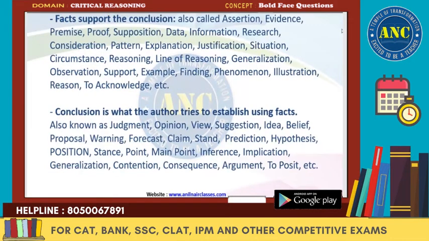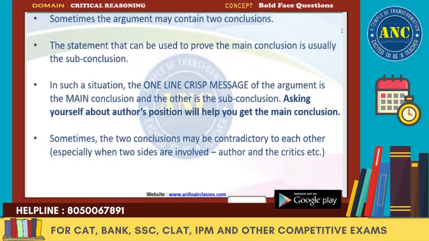So what are the words used? Facts that support the conclusion are also called assertion, evidence, premise, proof, supposition, data, information, research, etc. Now, conclusion is what the author tries to establish using those facts, also known as judgment, opinion, view, suggestion, idea, belief, proposal, warning, etc. Sometimes the argument may contain two conclusions.